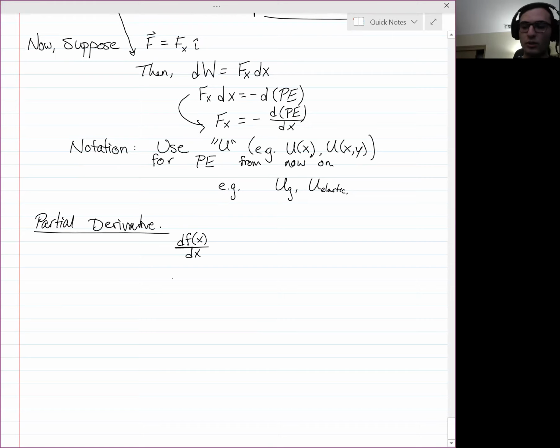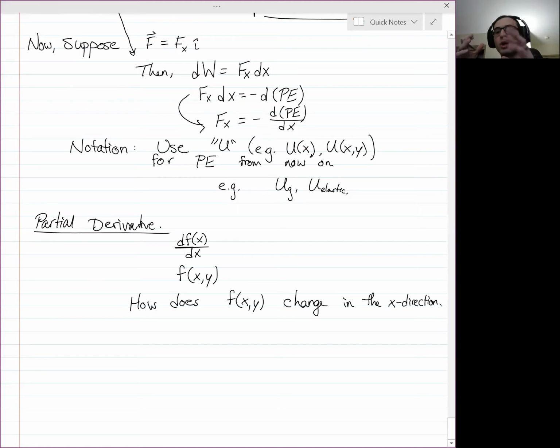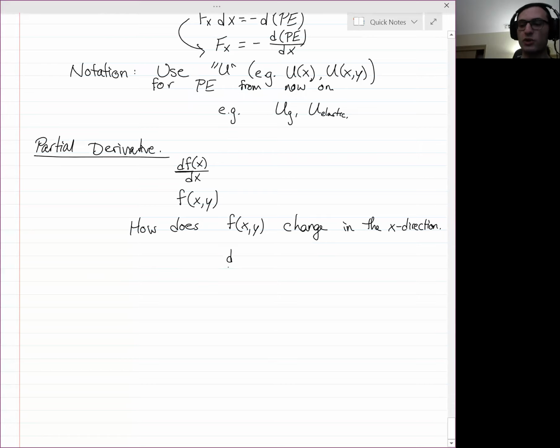But let's say we wanted to do a derivative. Let's say a function was a function of x and y, but you only wanted to see how it changed in the x direction. What would that amount to? How does f of x and y change in the x direction? Well, what that would amount to is just imagine that you're treating the y variable as just a fixed thing. You don't take the derivative with respect to it because you only care about how the function changes when x changes. So just imagine that y is fixed. So then you could write the derivative with respect to x.